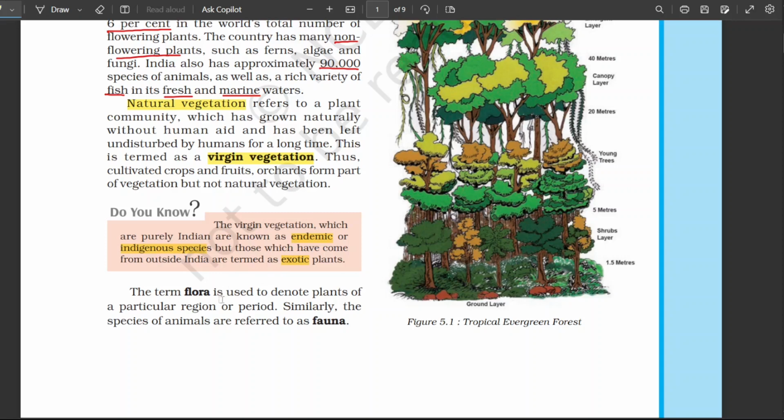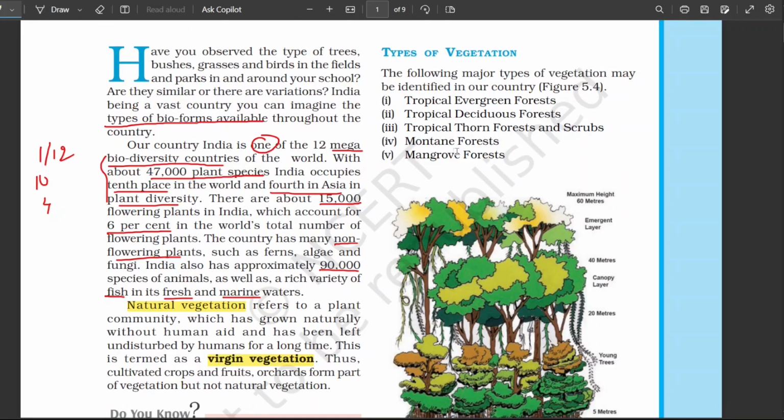The term flora is used to denote plants. Flora किसके लिए use करते हैं? Plants के लिए. Similarly, animal species are referred to as fauna. Now we will study the types of vegetation. The following major types of vegetation may be identified in our country. So which types of vegetation are available in India? Broad categorization we will study: tropical evergreen forests, tropical deciduous forests, tropical thorn forests and scrubs, montane forests, mangrove forests.